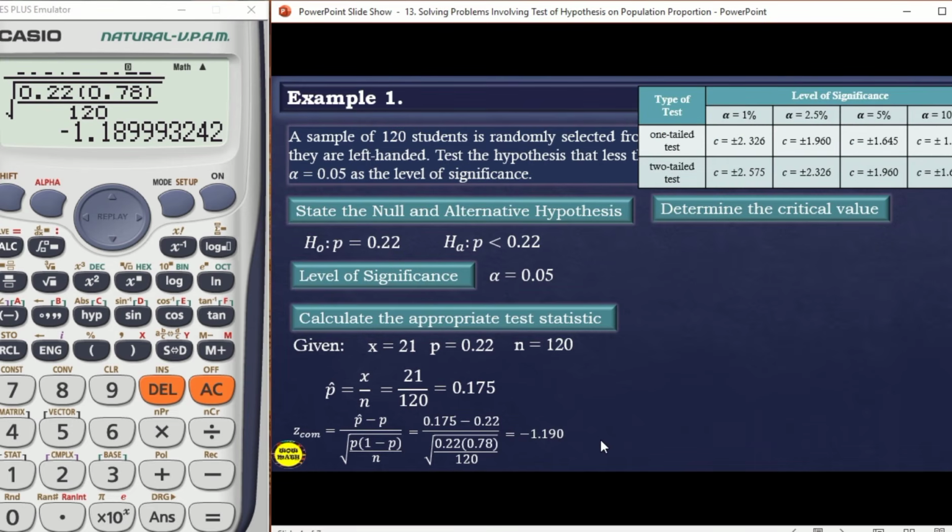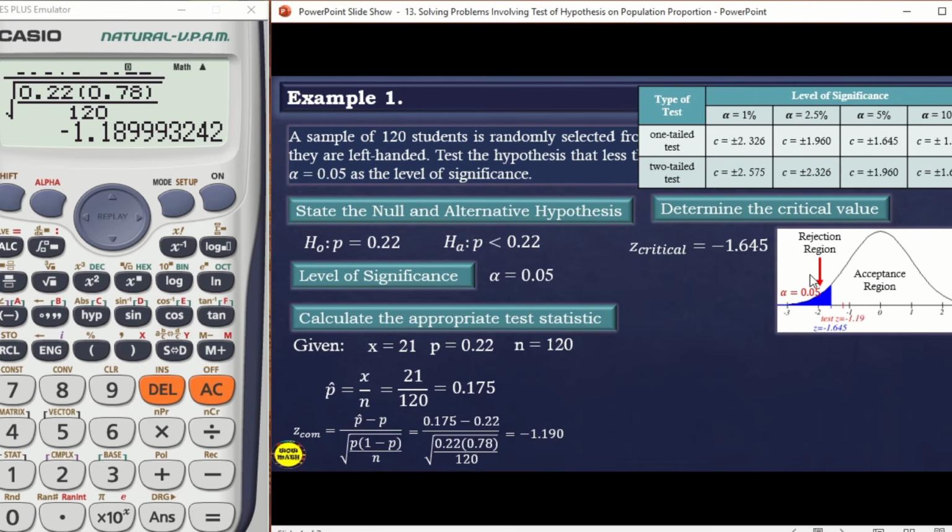So after nyan, kunin natin yung critical value. Nabanggit ko kanina, since yung alternative hypothesis natin less than yung ginamit, so one-tailed test ito. So titingin tayo dun sa table natin sa one-tailed test, and then yung level of significance natin ay 0.05. So dito tayo sa 5%, one-tailed test. Since less than ito, so negative yung sign natin. So negative 1.645.